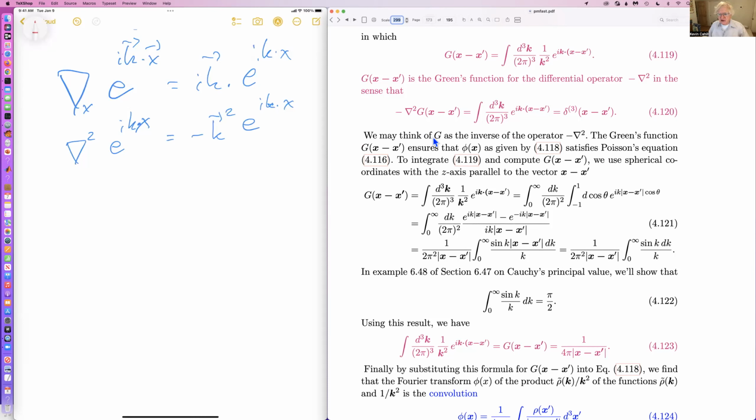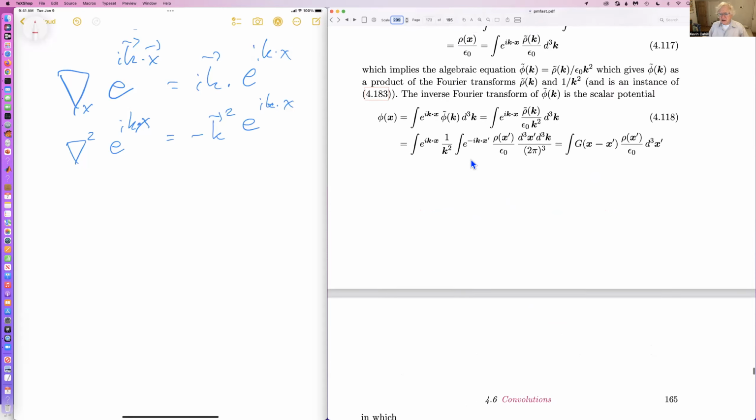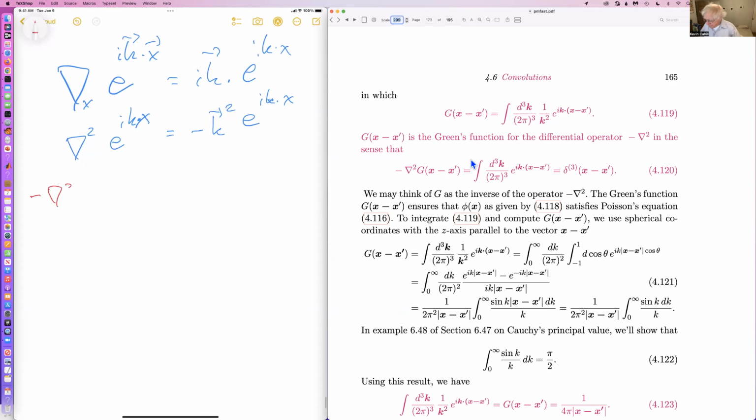So we can think of the Green's function as the inverse of a differential operator. In this case, g is the inverse of minus Laplacian. And to compute what it is, well, it's given by this expression here. Did I say why it's obvious that this works? Maybe I should say why it's obvious that this works. So let us do minus Laplacian on g of x minus x prime using this equation here.